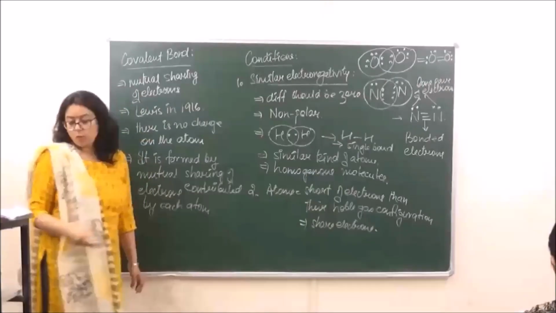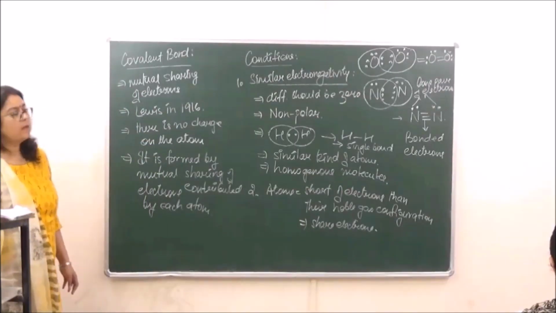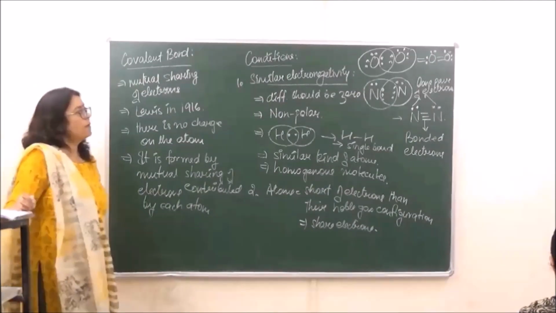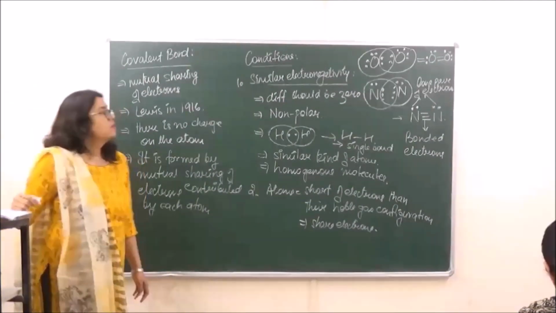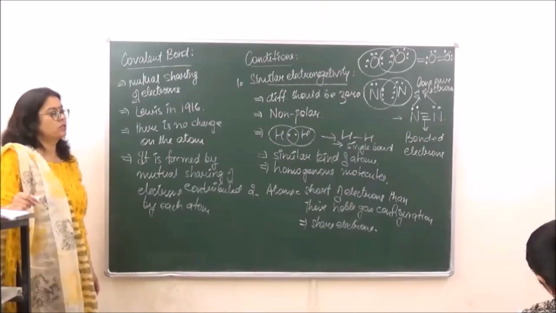So those which participate in bonding, you call them bonded electrons, and those which do not participate, what do we call them? They are known as lone pair of electrons.